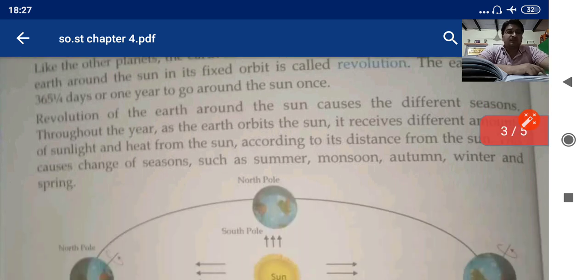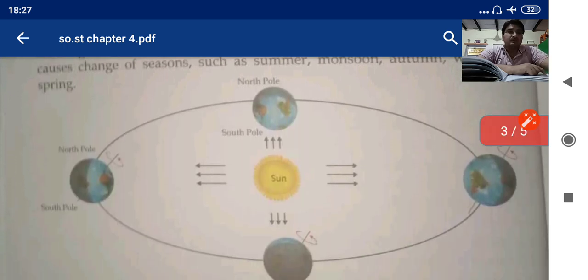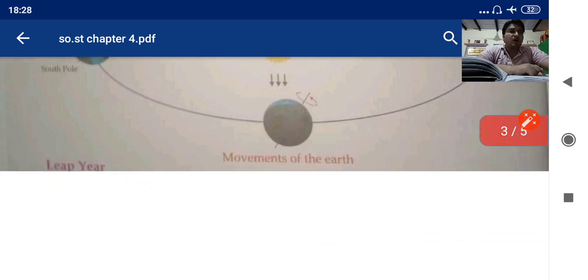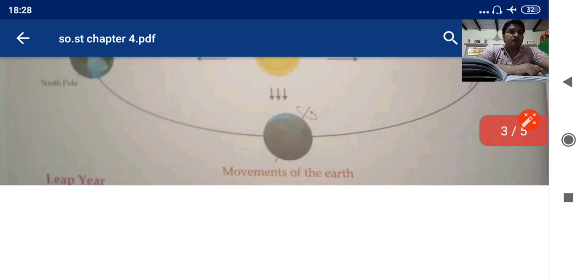You can see in the figure, it is clearly shown. See, you can see here at one position it is very far, Earth is very far away from the Sun. At one position it is very near to the Sun. I hope it is clear. Now, this is the movement of the Earth.